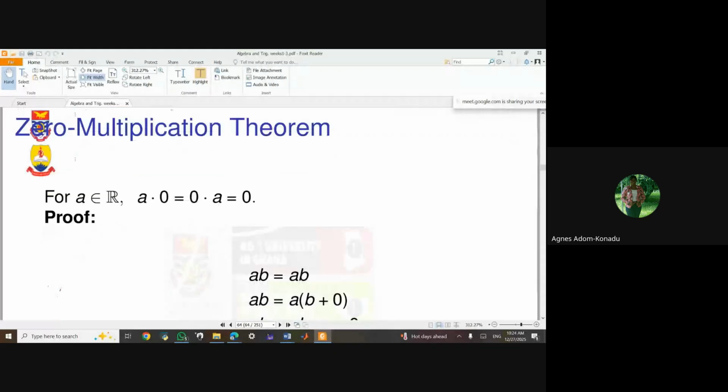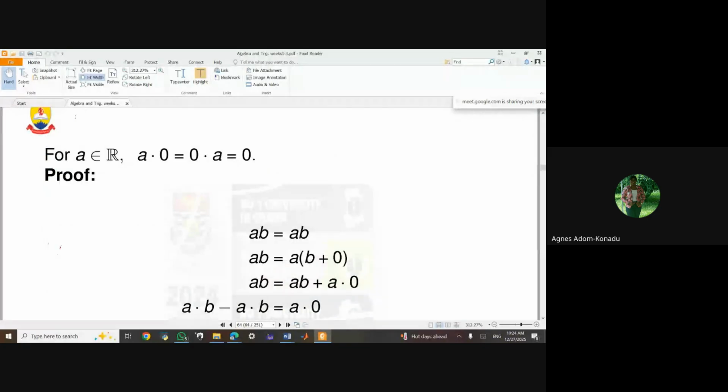So I want to look at the proof. For the proof, I will use two numbers a and b. So I have a dot b equal to a dot b, so the right hand side is equal to the left hand side. I know that a dot b, I can write it as a into brackets b plus 0. Do you agree? Yes, madam. So when I open the bracket, I'm going to get ab plus a times 0.